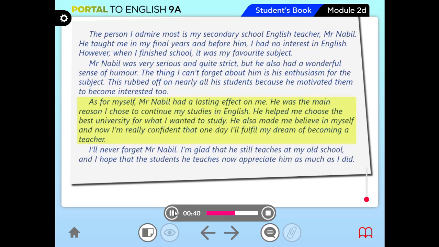As for myself, Mr. Nabil had a lasting effect on me. He was the main reason I chose to continue my studies in English. He helped me choose the best university for what I wanted to study. He also made me believe in myself, and now I'm really confident that one day I'll fulfill my dream of becoming a teacher. I'll never forget Mr. Nabil. I'm glad that he still teaches at my old school, and I hope that the students he teaches now appreciate him as much as I did.